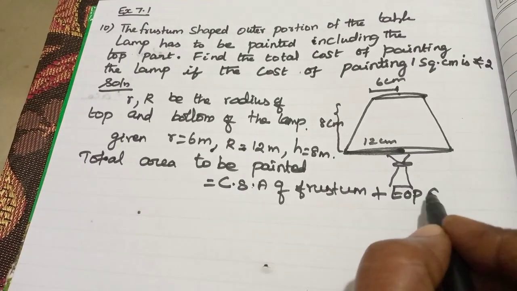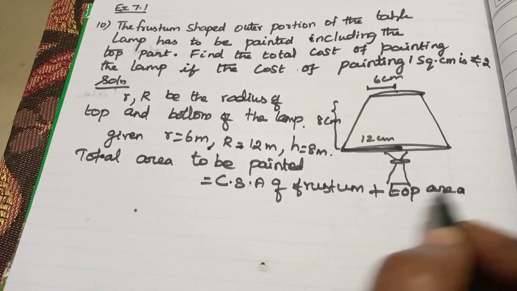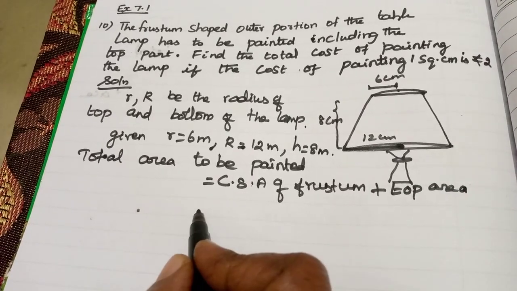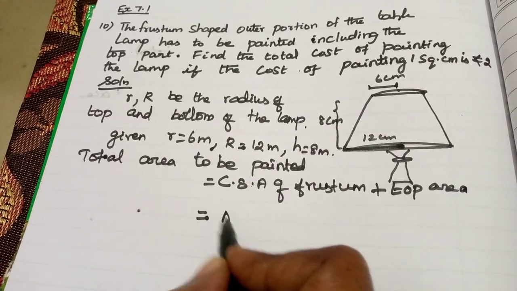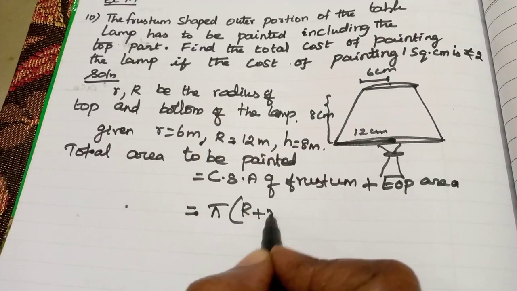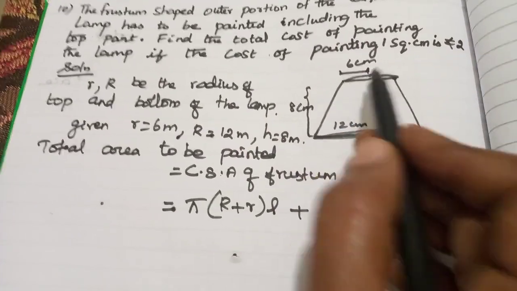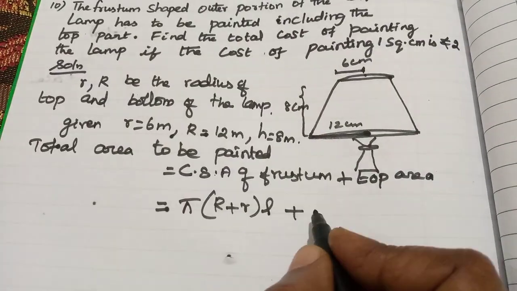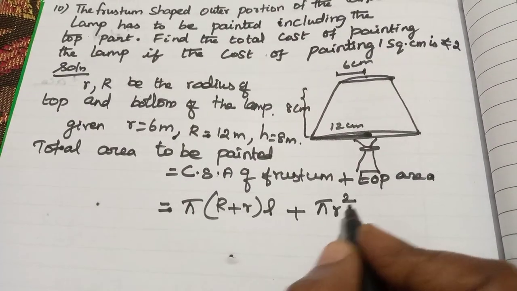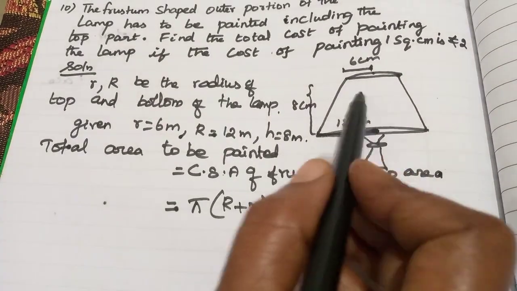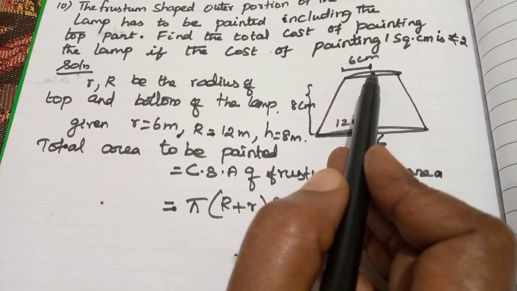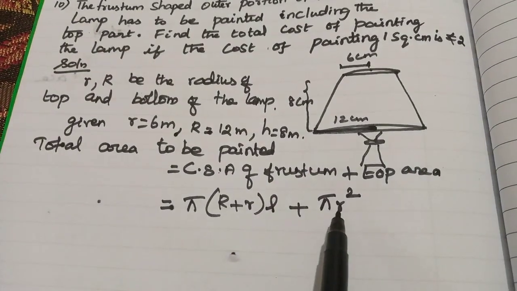Okay, plus top area. So CSA of frustum, what is the formula? Pi into R plus r into L, plus top area. It is in the circle form, so area of circle formula is pi r square. At the top, the radius is smaller, so pi small r square we have to use.